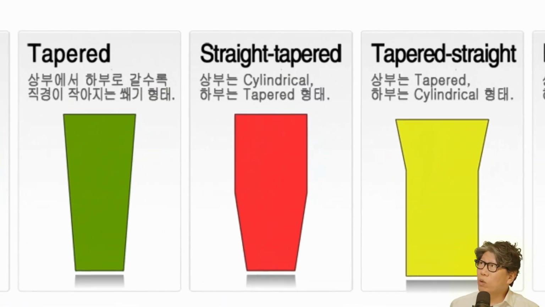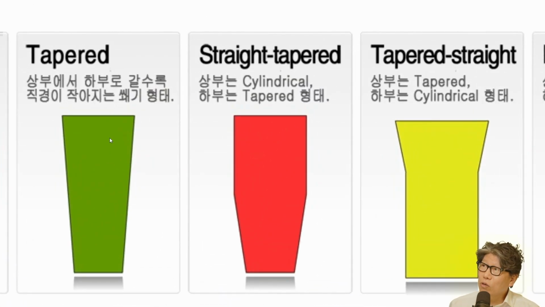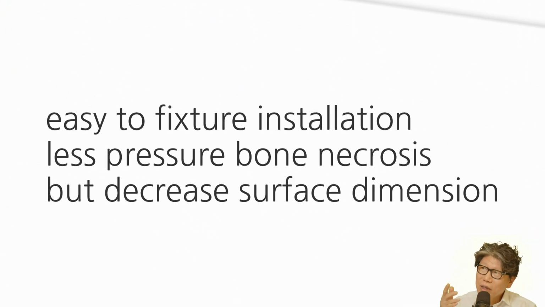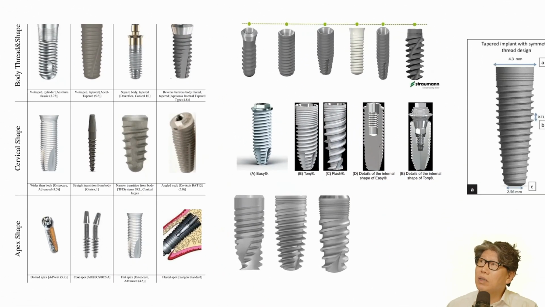So I wonder if we could do it this way. The surface area has become too small. The surface area is too little. So I think, how about making it straight on top and tapered on the bottom? Many products like this come out. The feeling is easy, and bone necrosis decreases as well as pressure bone necrosis. Anyway, since the shape on the bottom is tapered, the reduction in surface area cannot be helped. That's why implants of this style continue to come out. Tapered at the bottom and straight at the top. These things keep coming out.